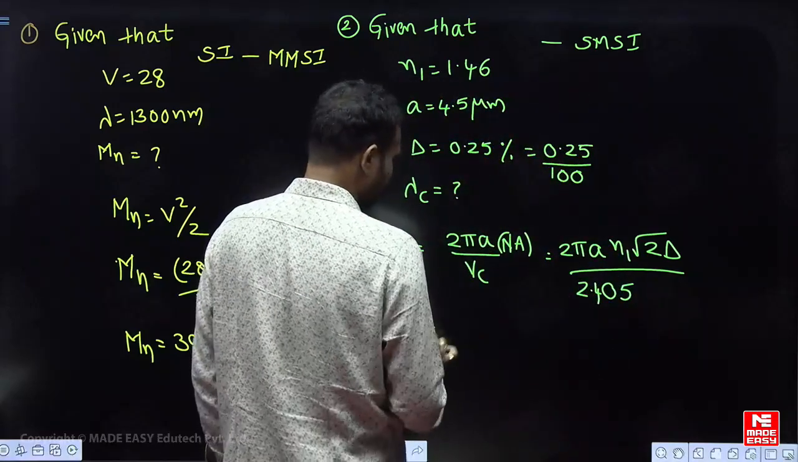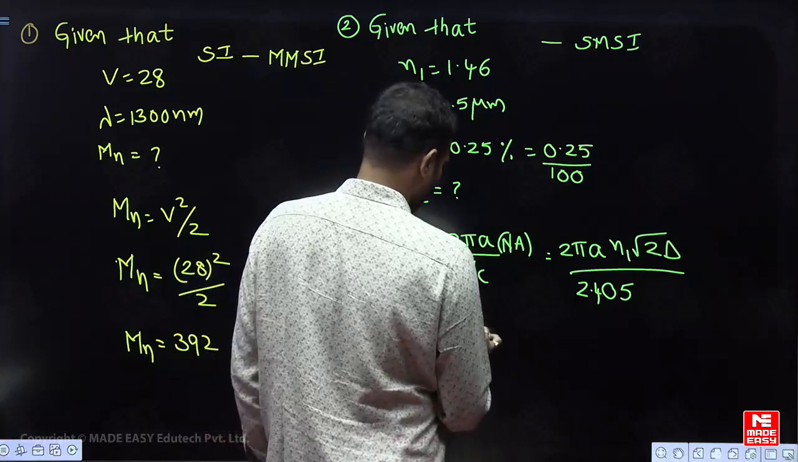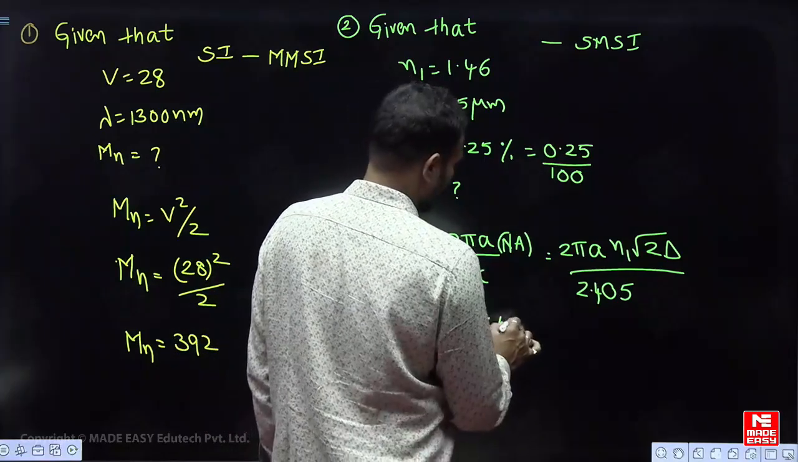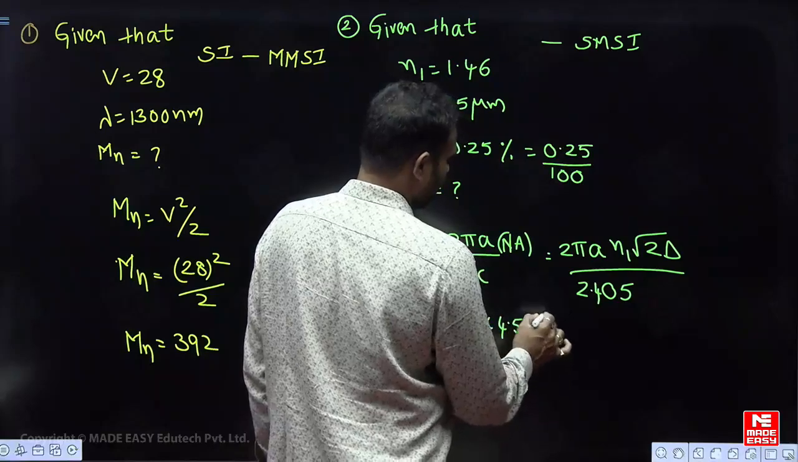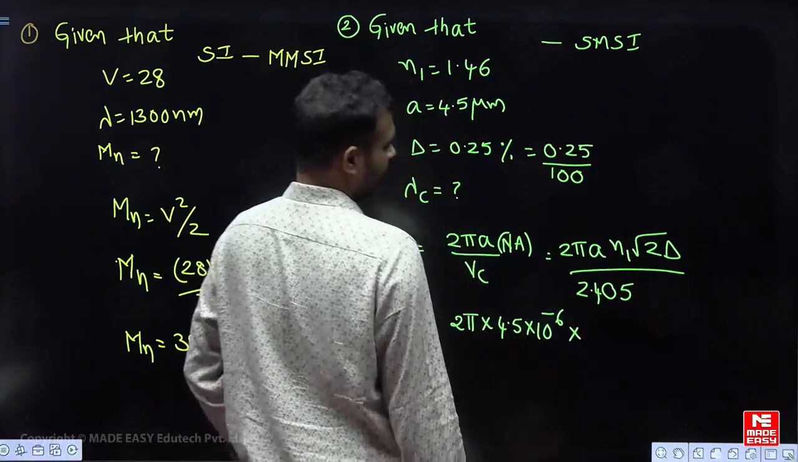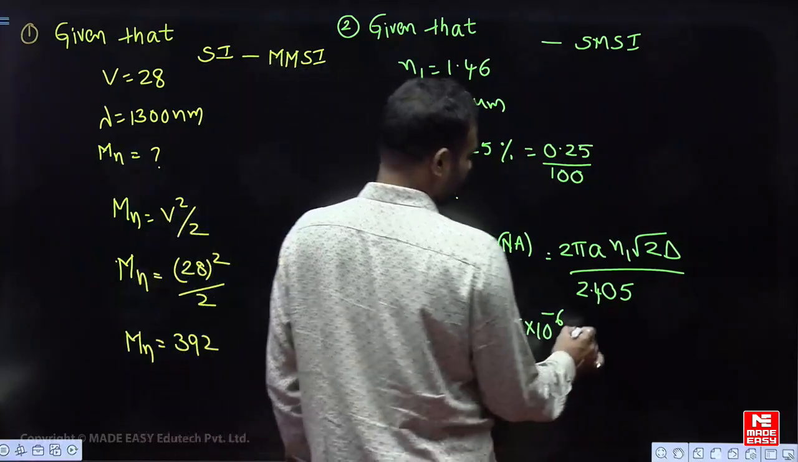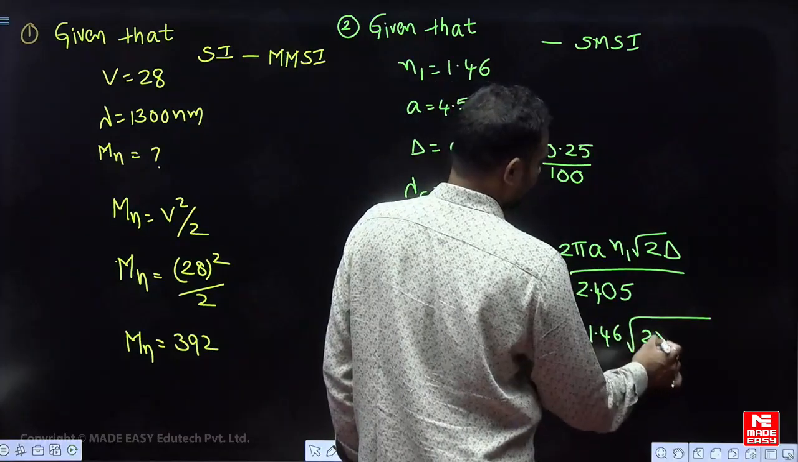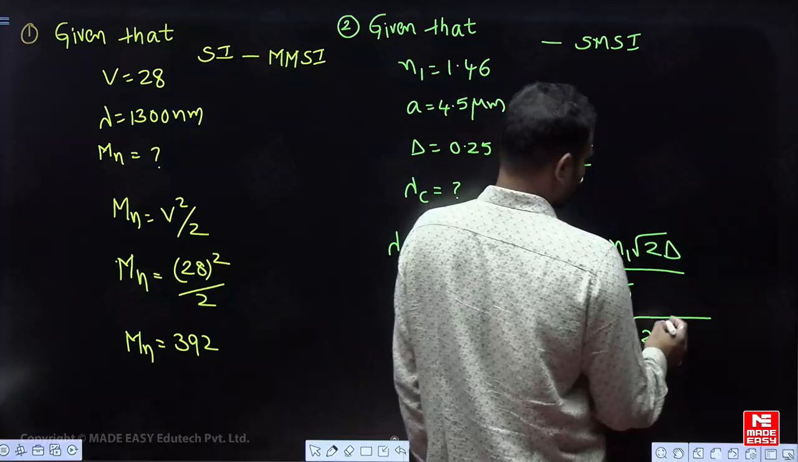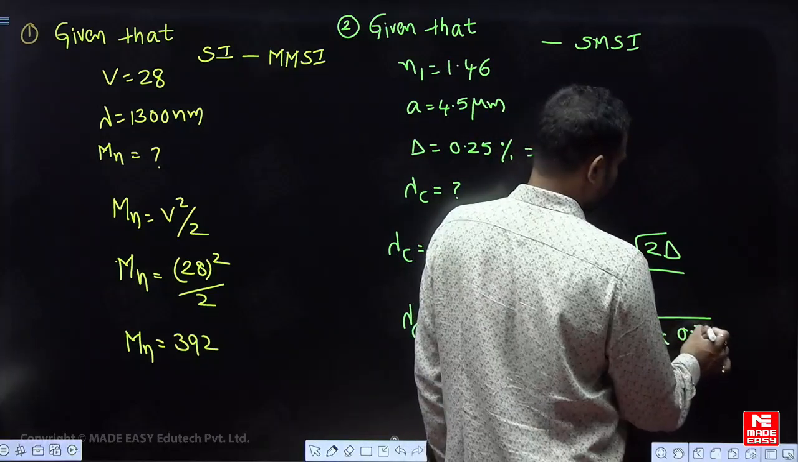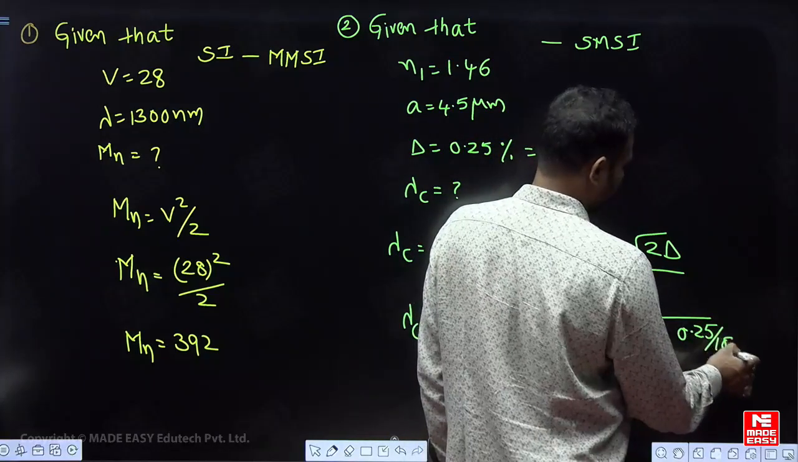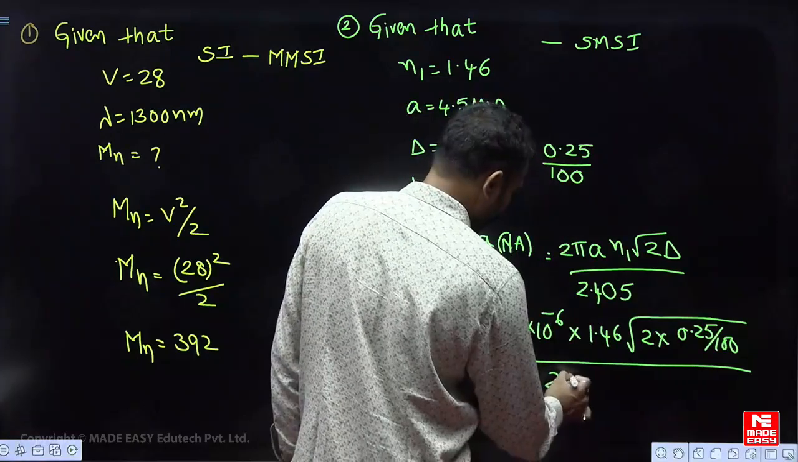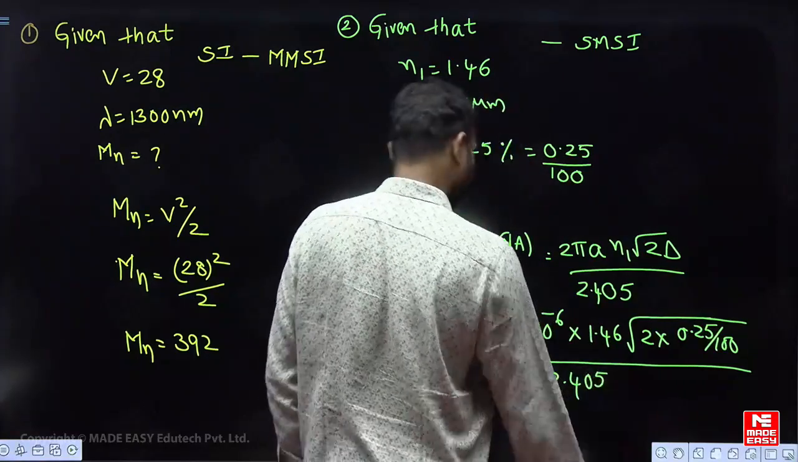Then your lambda c value is equal to 2 pi into A. What is the value of A? A is equal to 4.5 into 10 to the power of minus 6 into N1. Your N1 value is 1.46 under the root of 2 into 0.25%, that is 0.25 whole divided by 100. The total value is divided by 2.405.